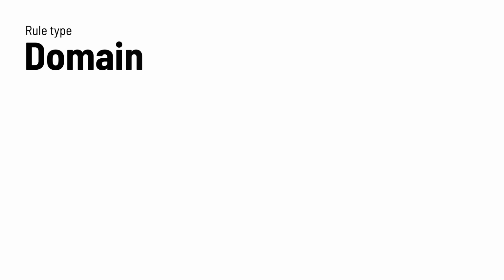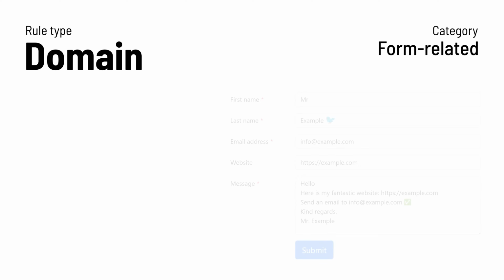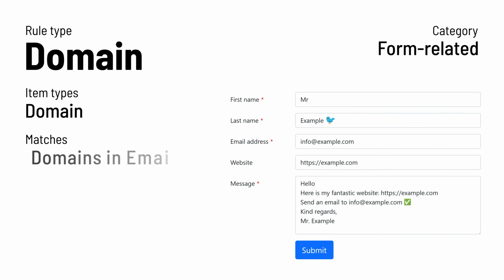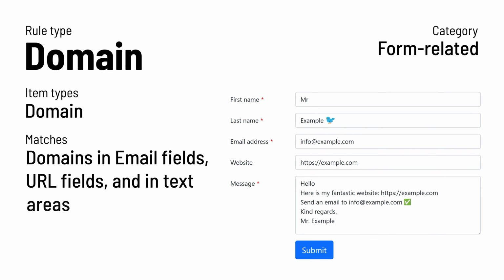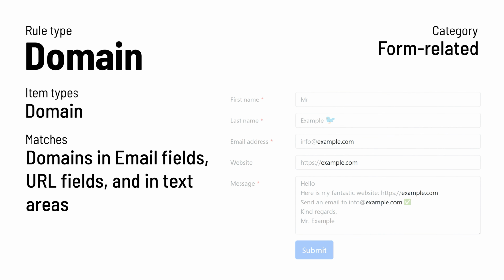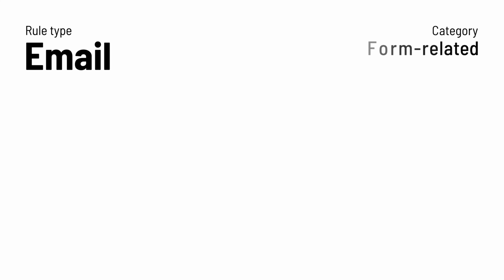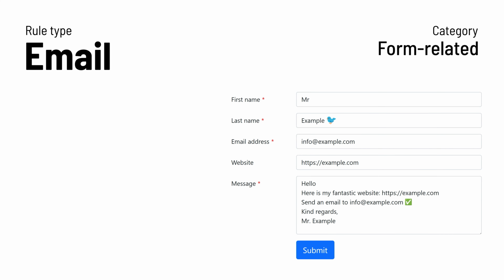Let's start with the form rule types. The domain rule type allows you to filter for domains. This rule type will filter email form fields, URL form fields, and text areas. You can use the email rule type to search for email addresses in email fields and text areas.